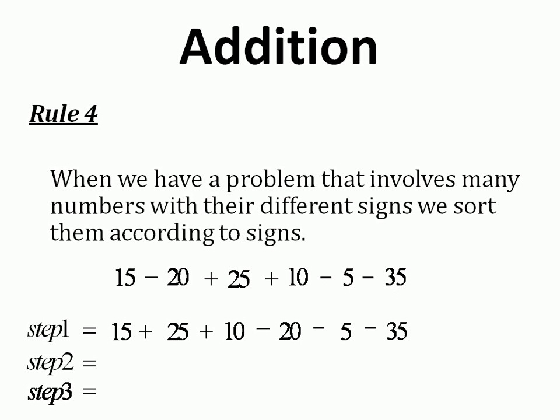Add all the positive numbers together, we are going to end up with a positive 50, with or without the positive sign. So the positive sign may be placed or may not be placed there. It is still a positive 50. And of course, when we add all of the negative numbers, we are going to end up with a negative answer, negative 60.